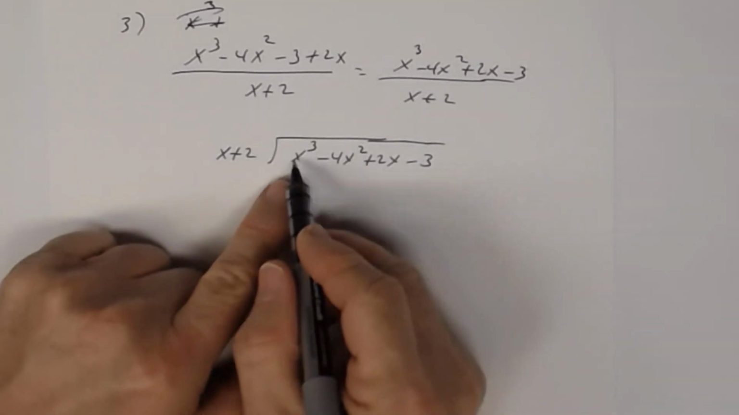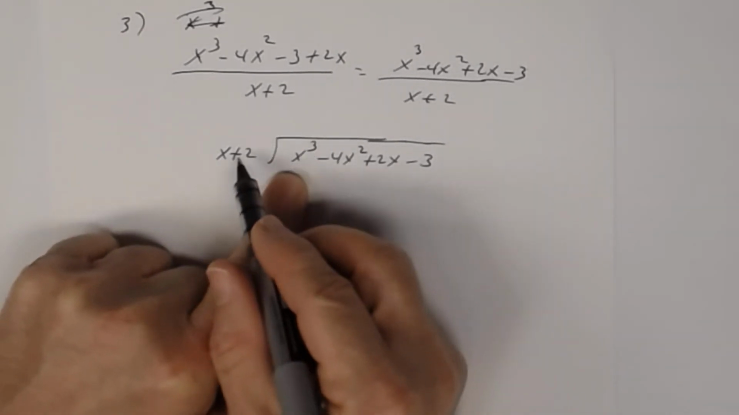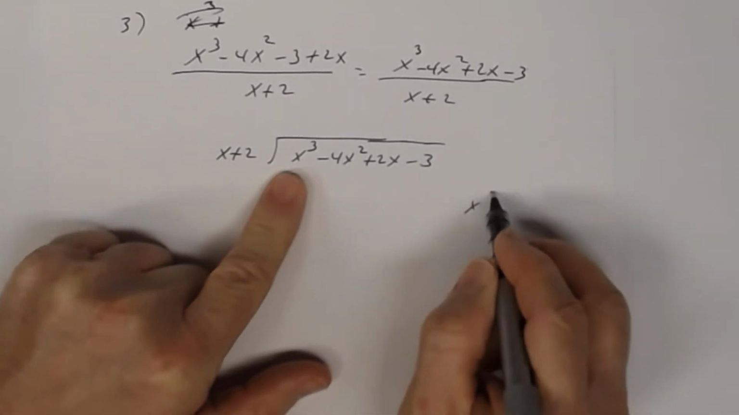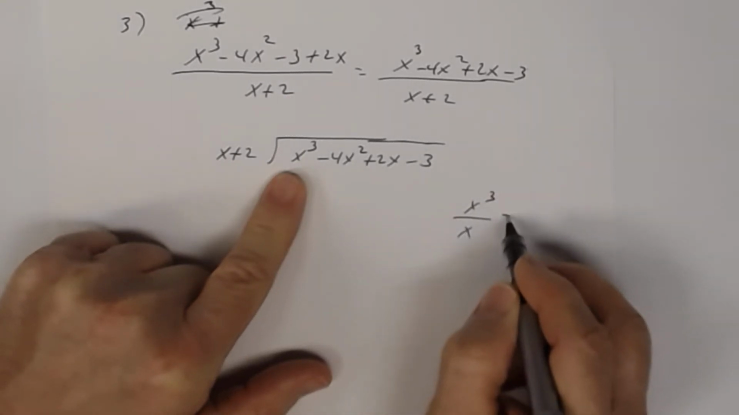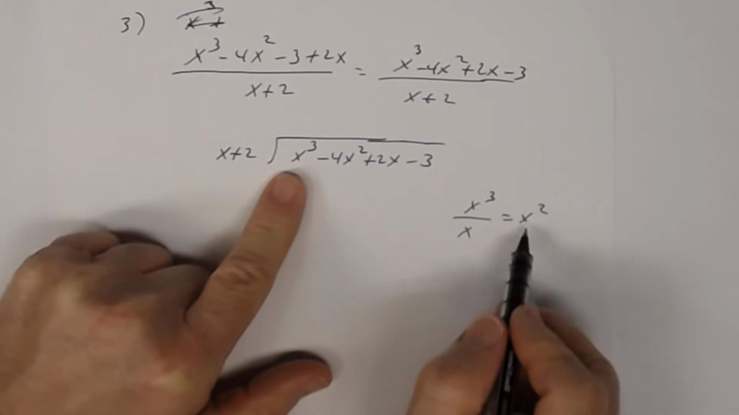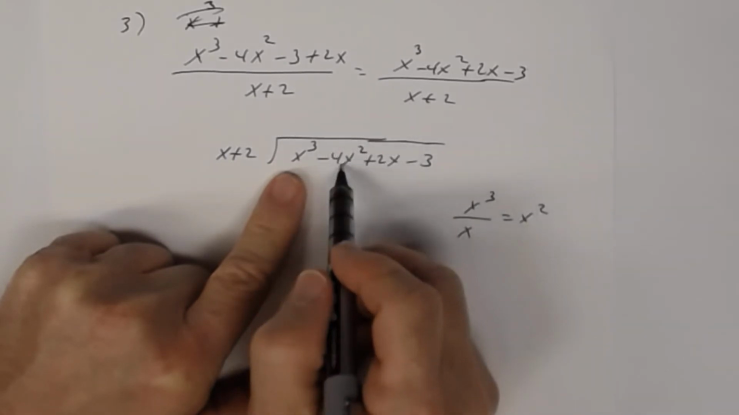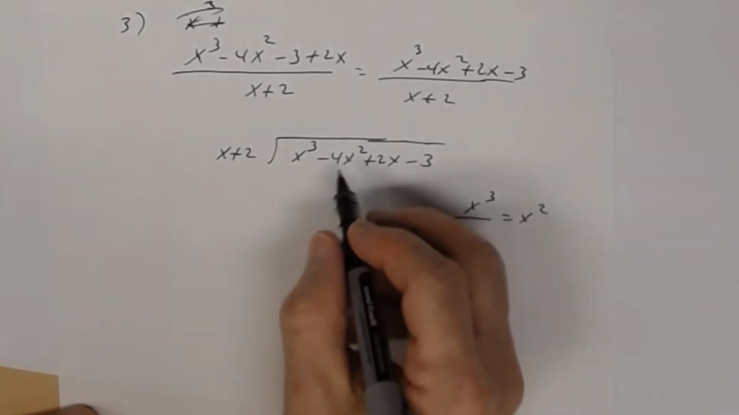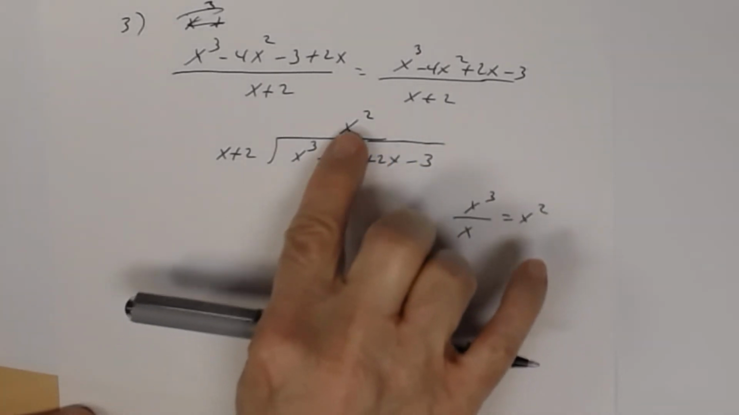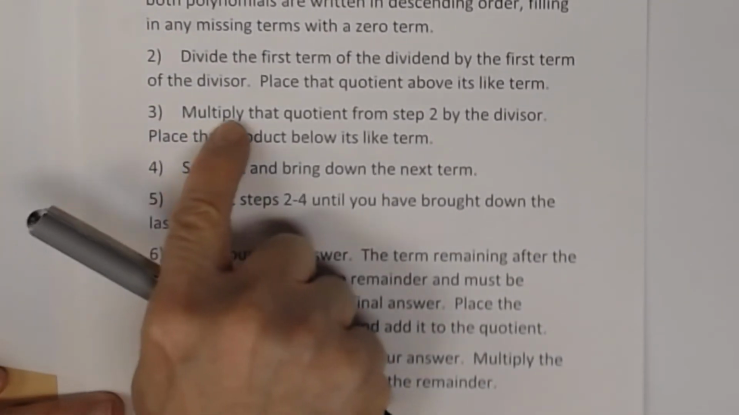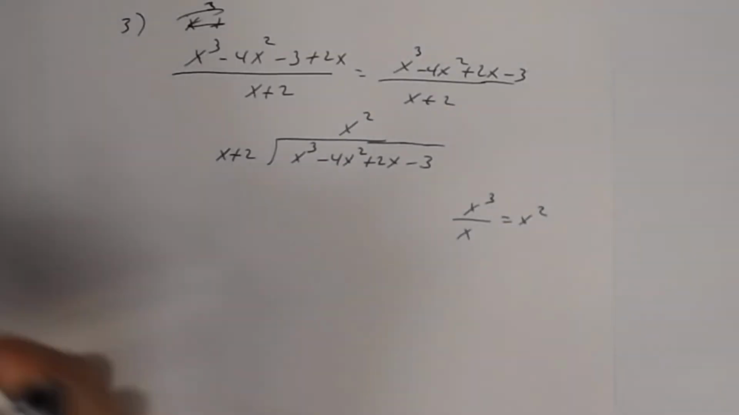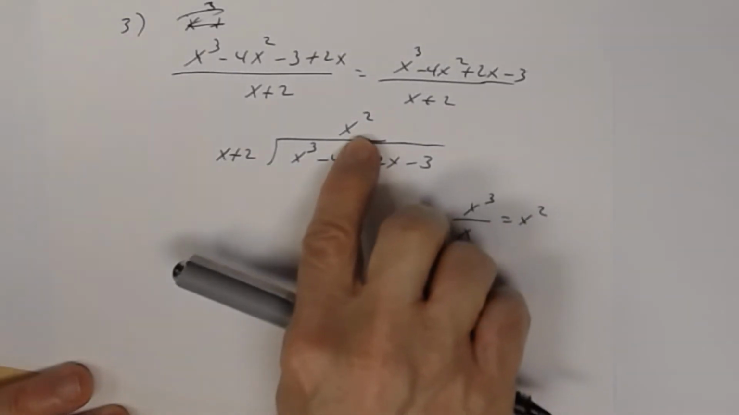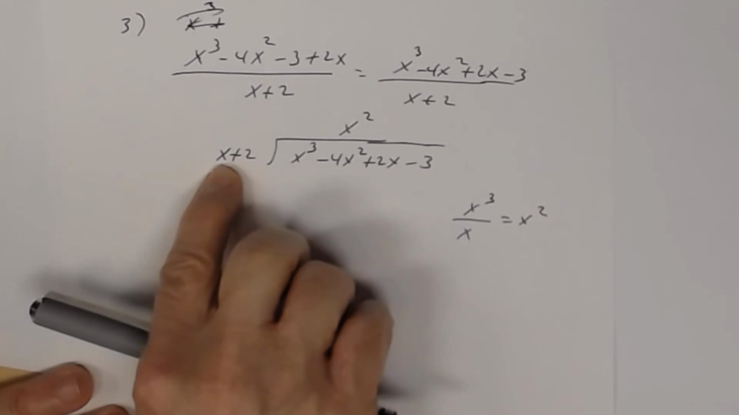So I take the first term of the dividend divided by the first term of the divisor. So x cubed divided by x becomes x squared. I'm going to take that x squared, I'm going to line it above the x squared here. So that's x squared. Now remember, the next thing is to multiply. So now we're on step 3. So multiply that quotient by step 2, which is your divisor. So x squared times x plus 2.